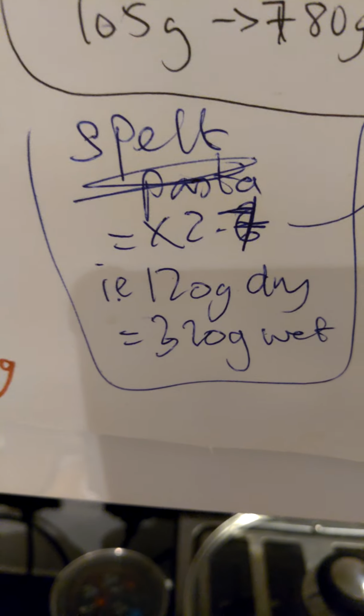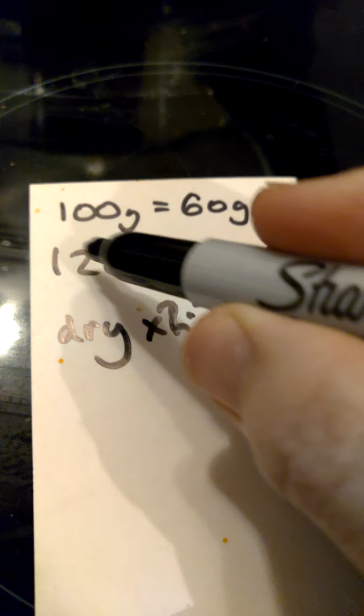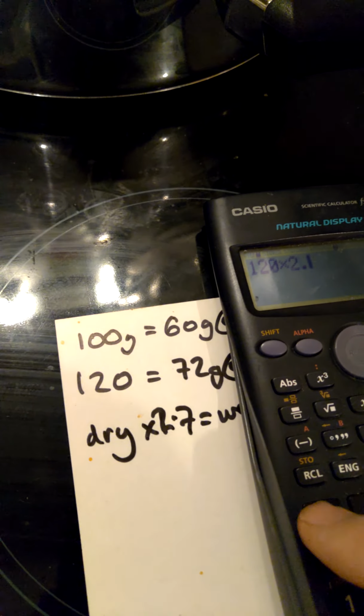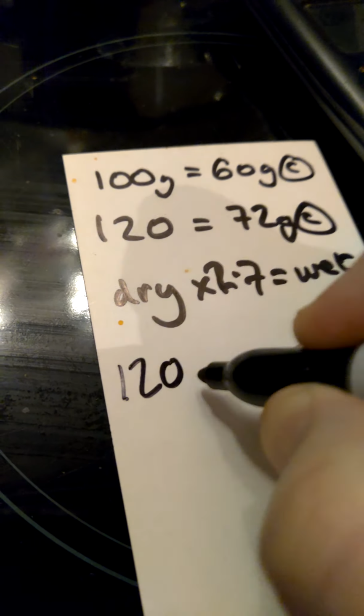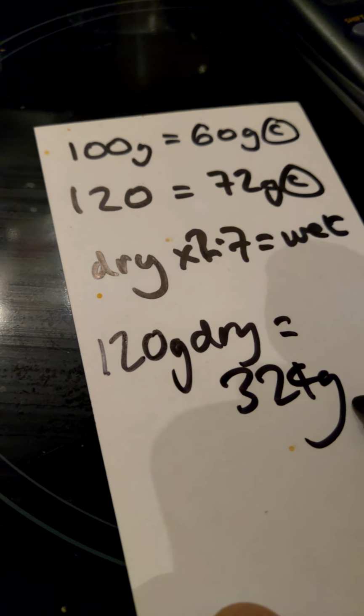So pasta tends to double in weight. Pearl barley is a lot more, I need to check that. Spelt pasta is 2.7. We tend to have a lot of that. So by the time this is cooked, that 120 grams, I'm not going to bother cooking it, I'll just do it on here. That 120 grams times 2.7 will weigh 324 grams cooked. So 120 grams dry equals 324 grams, let's say wet.